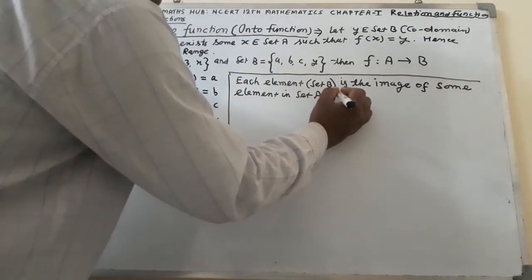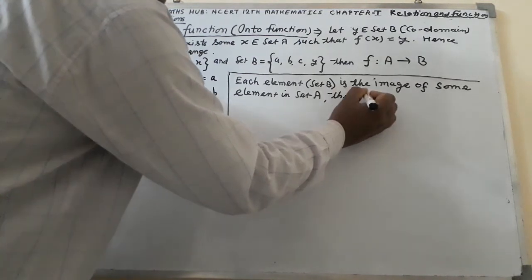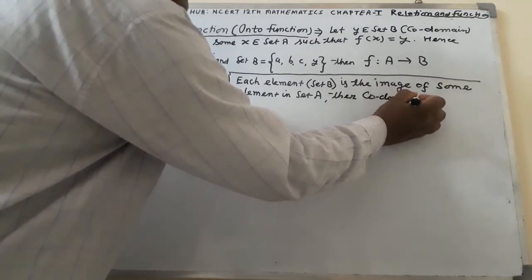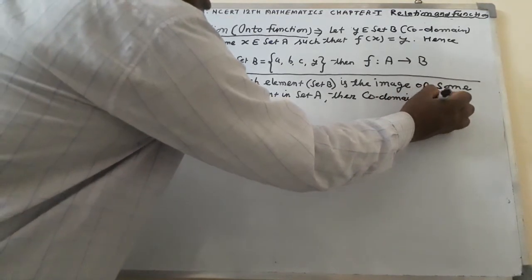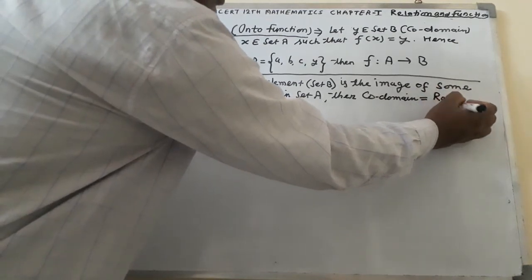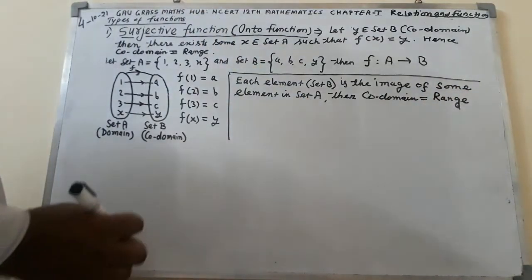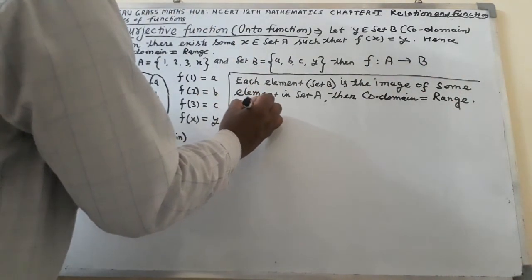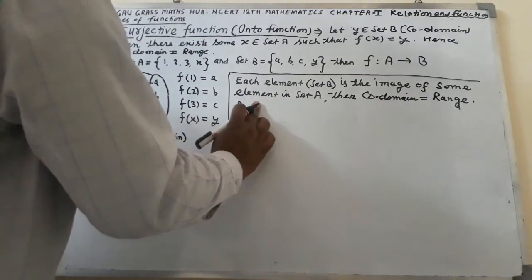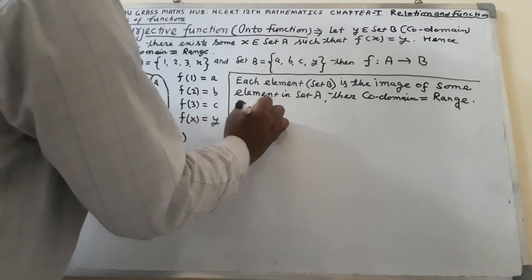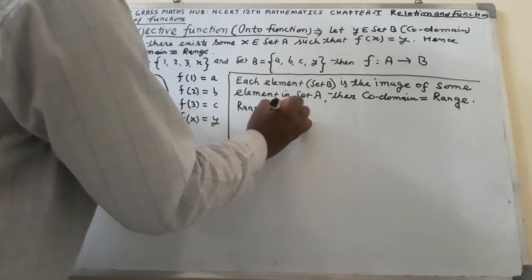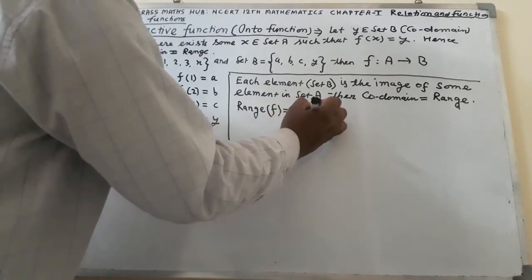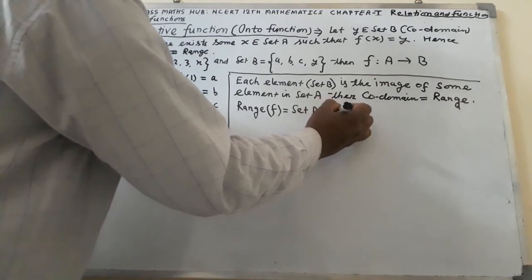Then the codomain will be converted into range. Here in this case, range of f equals set B, equal to the codomain.